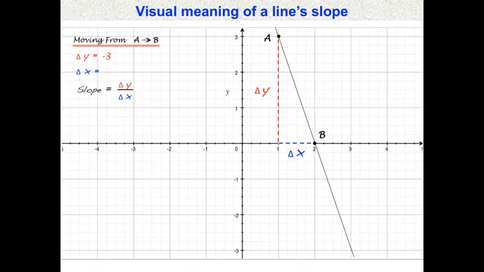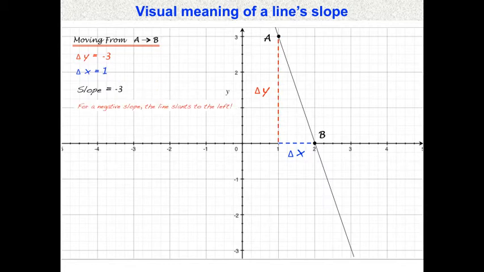And what is delta x? Well, delta x looks like it's 1. So the slope is equal to minus 3 divided by 1. But what's any number divided by 1? It's equal to that number. So in this case, the slope is equal to minus 3.